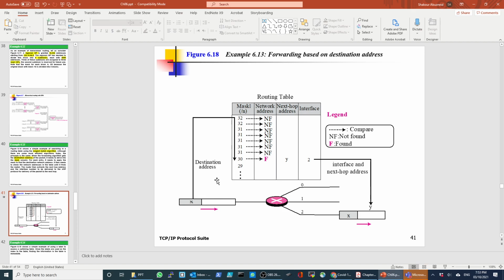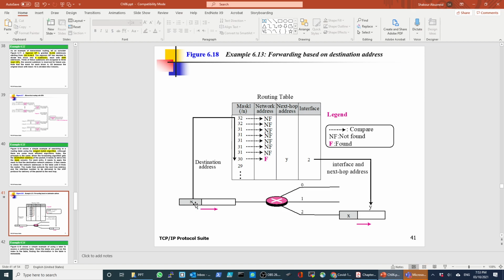So look in here. You have a destination address. This is the destination address. I'm writing here destination address. The destination address has two parts. The first part is the network address, and the second part is the host address. From the network address, I will be able to know what is the slash. All right, then from the slash, I'll try to read what is the network address. Then I will know what is the next hop address. Then I will know what is the interface.